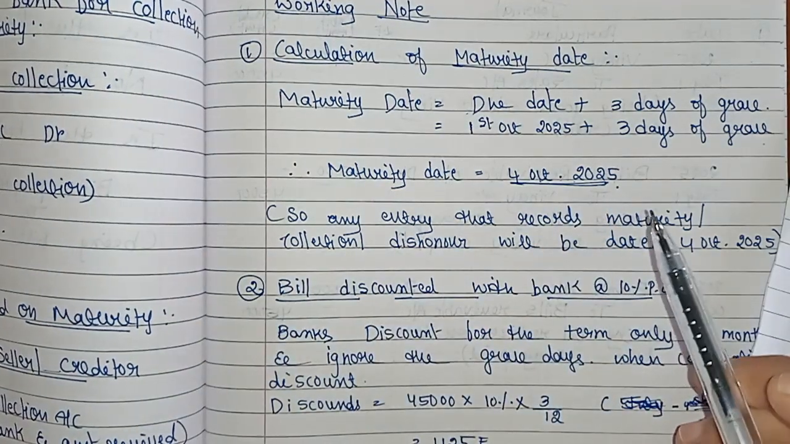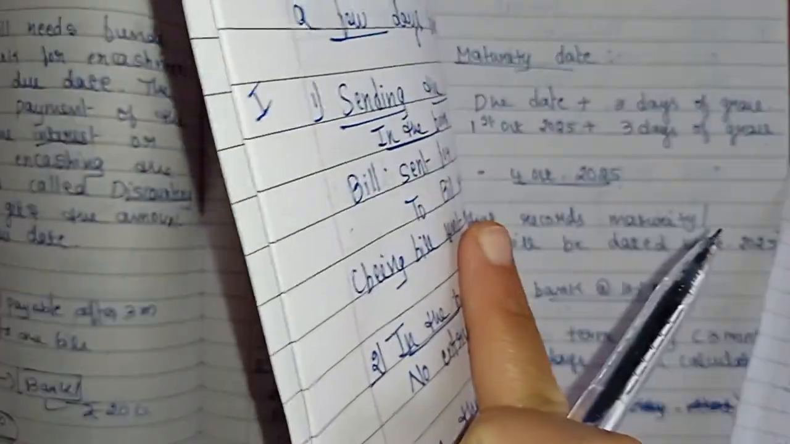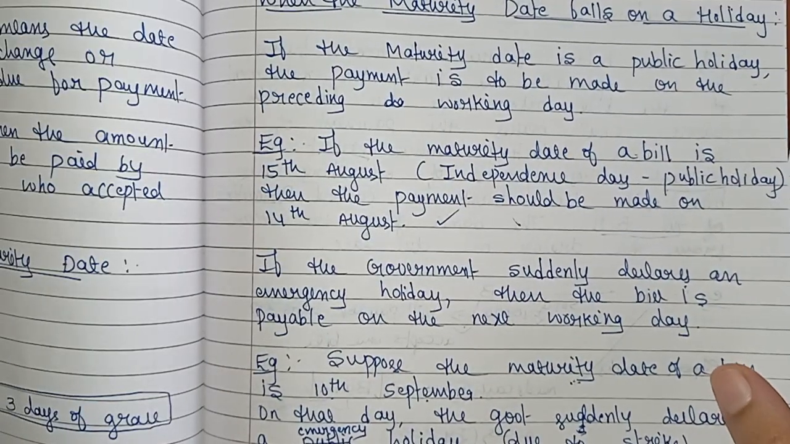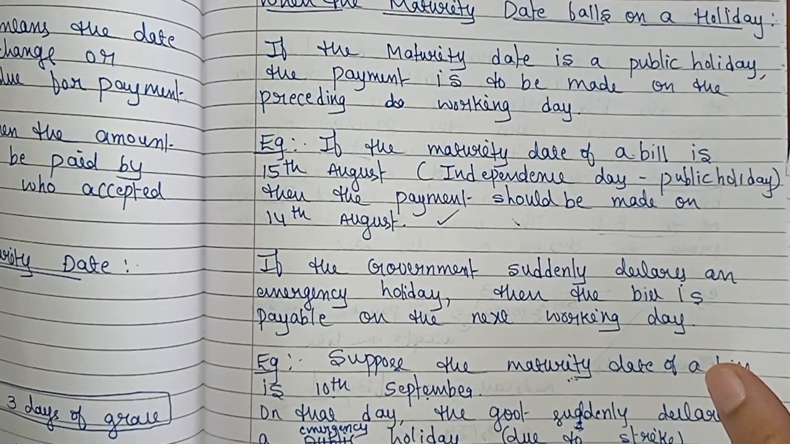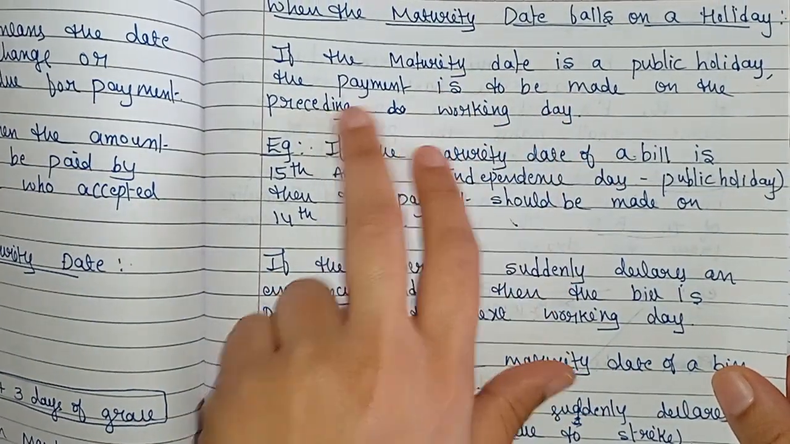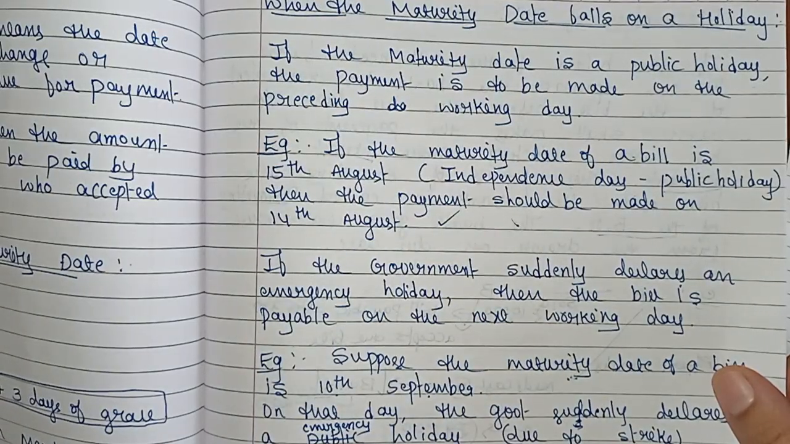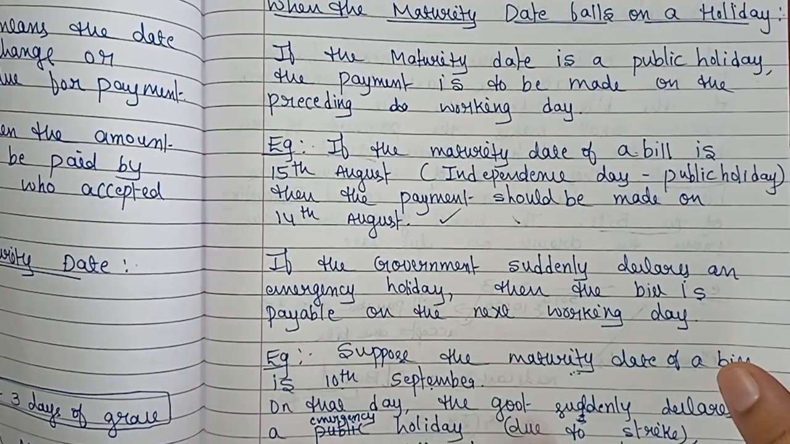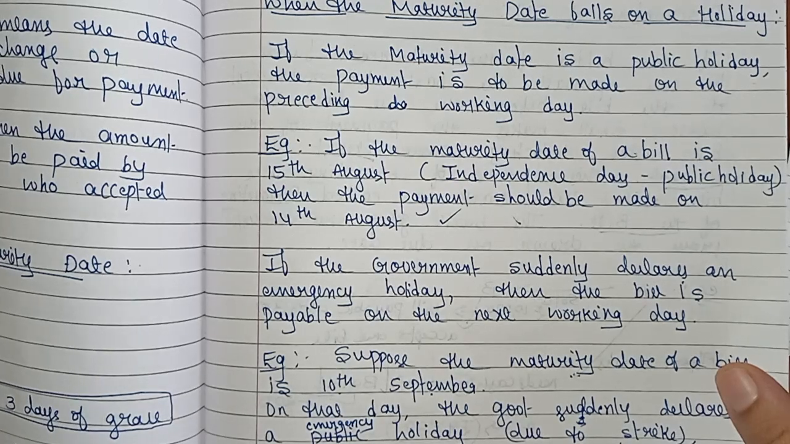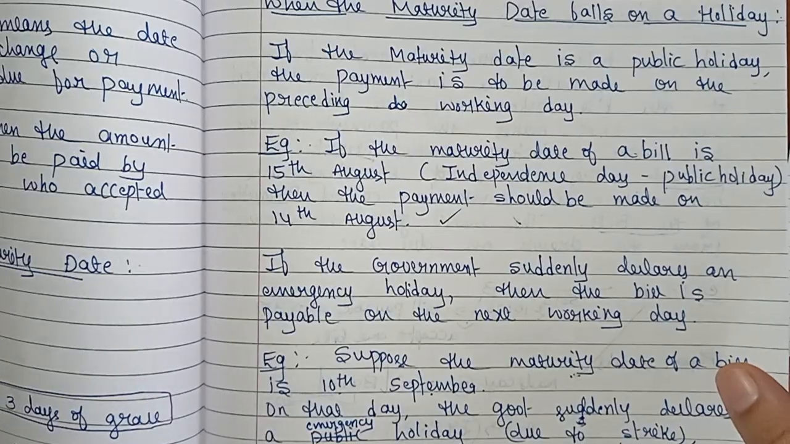Clear? See, in the previous classes we have already discussed the maturity of a bill, right? So if the maturity date falls on a holiday, what do we have to do? If the maturity date is a public holiday, the payment is to be made on the preceding working day. Clear? And if the government suddenly declares an emergency holiday, then the bill is payable on the next working day. If there is a public holiday, the payment is made on the preceding working day.